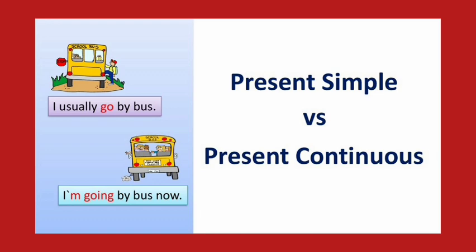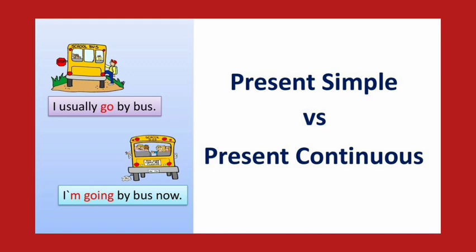In the first example, I usually go by bus. Here you can see that the present form of the main verb has been used and you can't find any ing form here. So this sentence simply belongs to simple present tense.